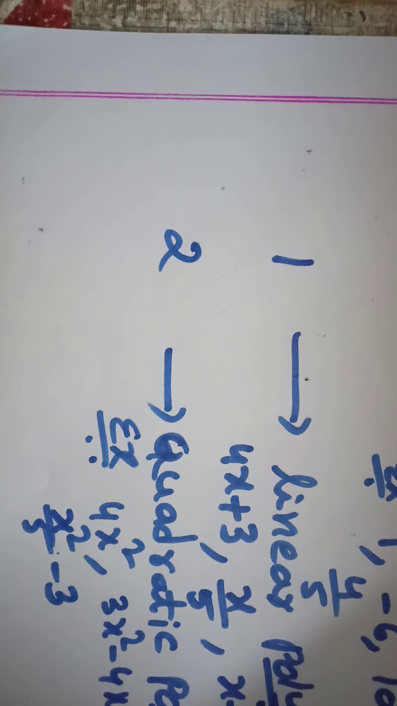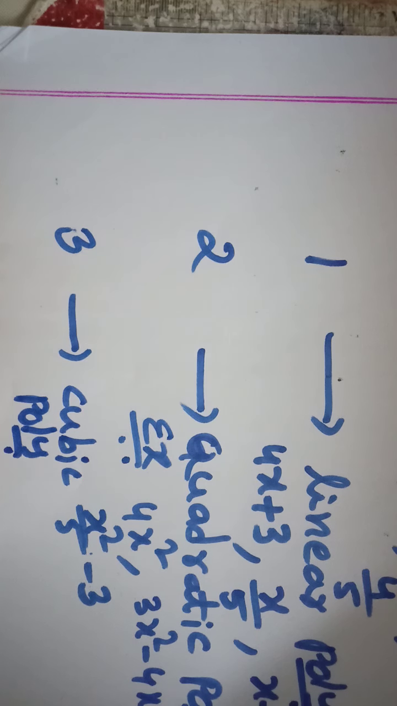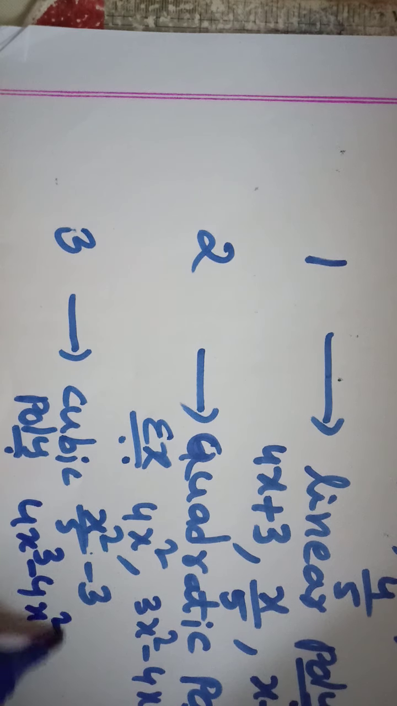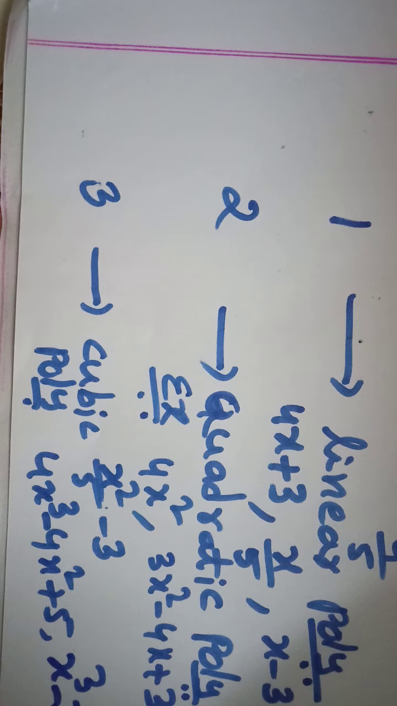The last one in the types of polynomials according to degree is degree 3. If a polynomial has degree 3, then it is called a cubic polynomial. Examples: here x power is 3, 4x cube minus 4x square plus 5 is one example. Simply x cube minus 3 is also an example of a cubic polynomial. There are so many examples.